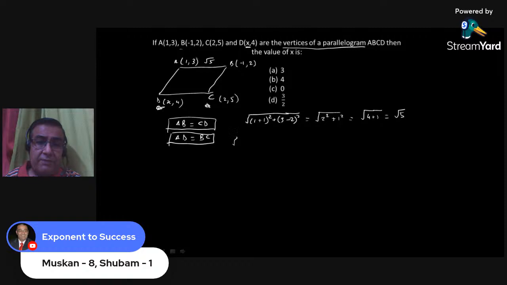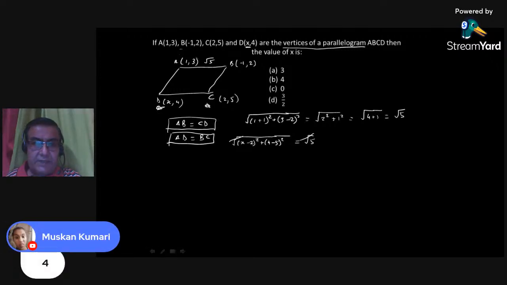So CD will be equal to square root of (x minus 2) whole square plus (4 minus 5) whole square. That should be equal to root 5. Squaring both sides, I can get rid of the square root sign. Muskan says that the value of x should be 4. Let's see if that is the correct answer.